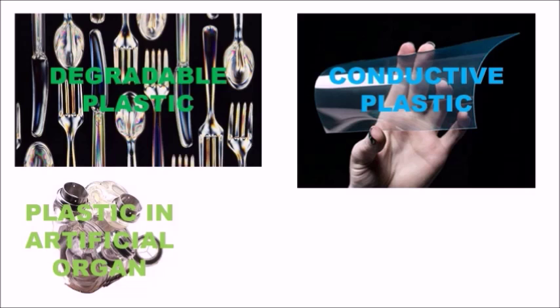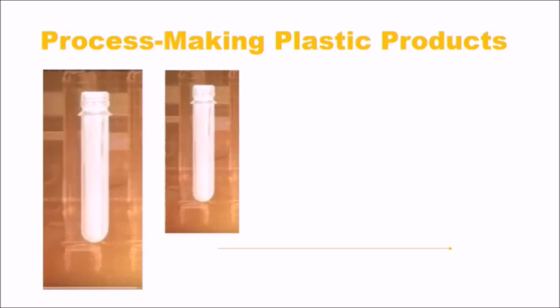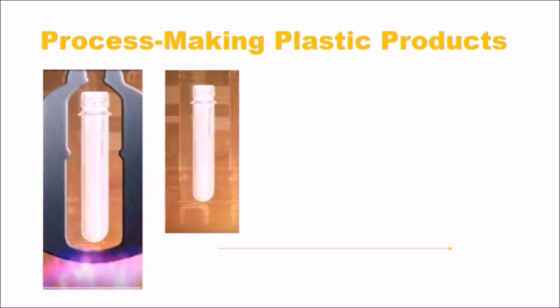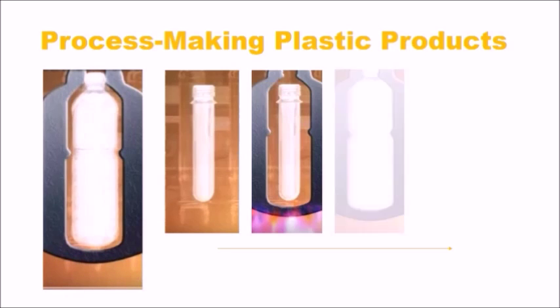Now let's look at the step-by-step process of making plastic products. This is an example of making PET bottles. First, small bottles called preforms are made. Then they are put into the mold of the desired product. And then intense heat is provided from the outside of the mold, and air is infused into the opening of the preforms to melt them to fill the bottle mold. After the cooling process, the product is finished.